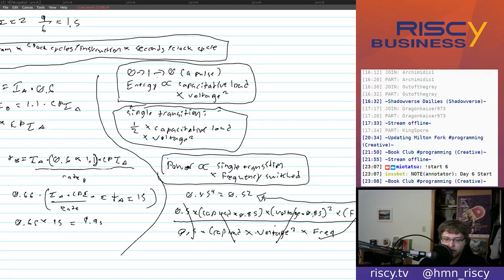Okay, so spec ratio, it said, is the reference time divided by the measured execution time. So the spec ratio is basically just saying, how many times faster are you compared to the baseline.